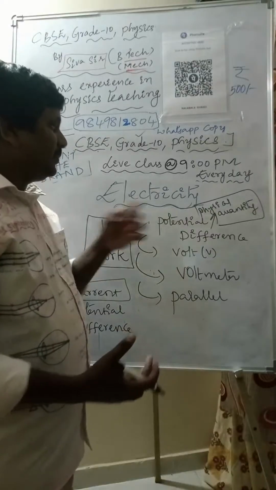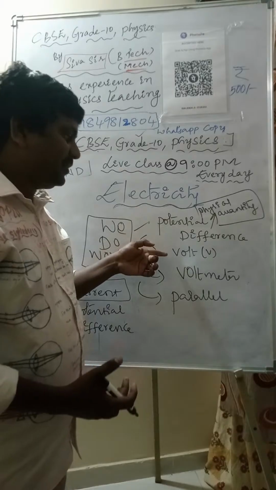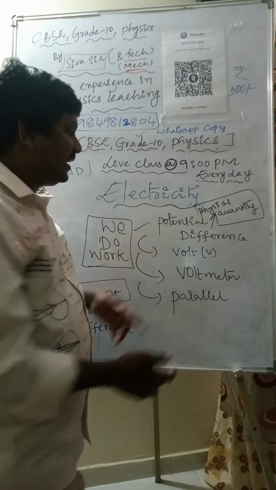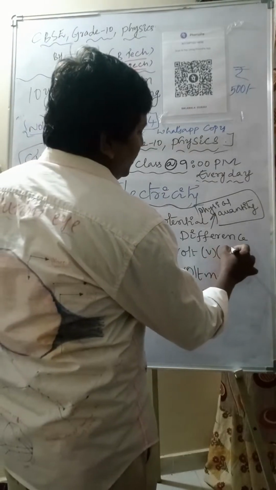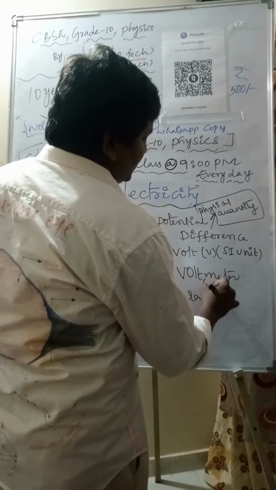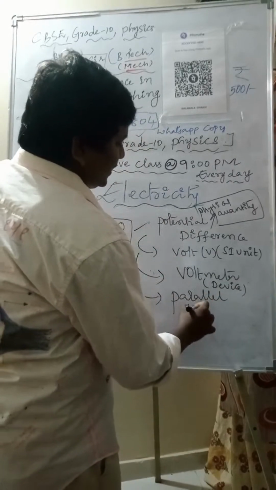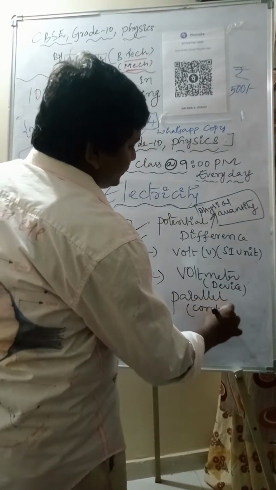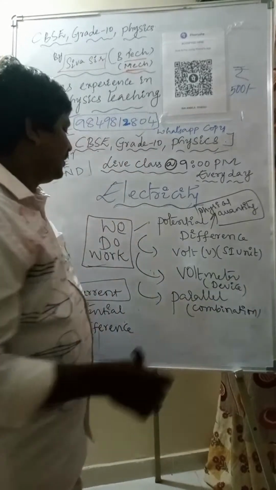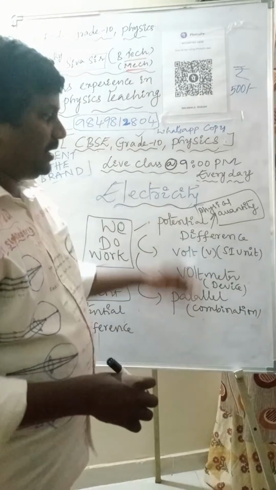Okay, come to the point. Potential difference is a physical quantity. The SI unit of potential difference is volt. Potential difference is measured with a voltmeter. Here you have to write like this: SI unit, this is the SI unit, this is the device, and this one is the connection, parallel combination.